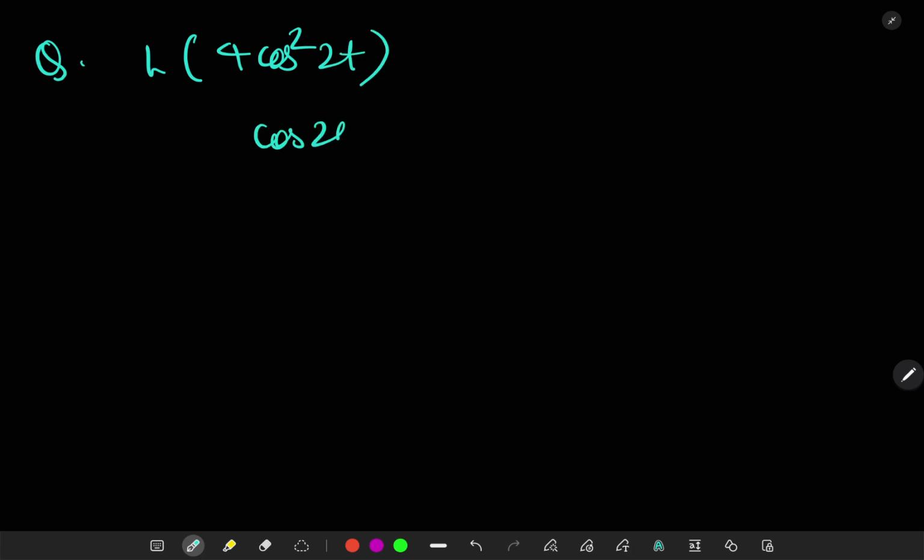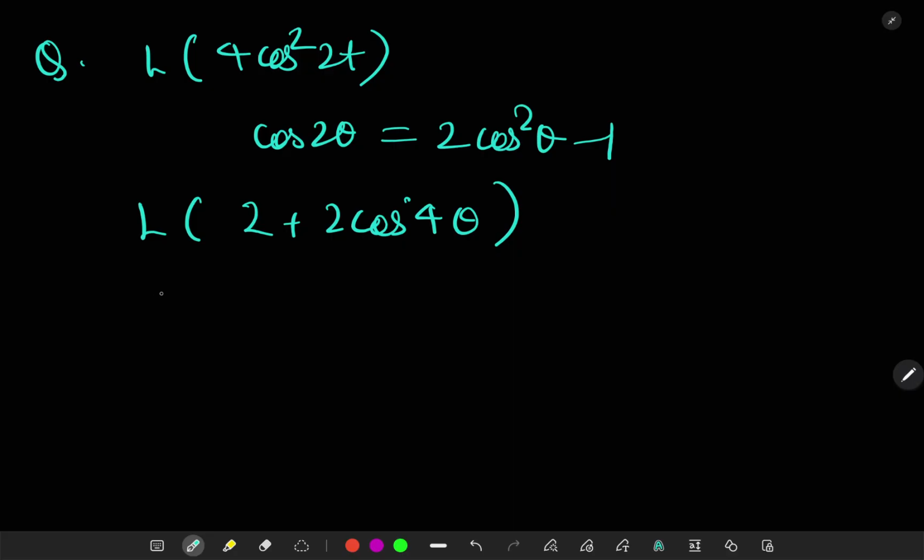Let's do a question. As we know that cos 2 theta is equal to 2 cos square theta minus 1, put here, and we can use here 2 plus 2 cos 4 theta. Here the Laplace transformation of 1 is 1 by s, so we can write here 2 by s plus the Laplace transformation of 2 cos 4 theta becomes this. Here you can see a is 4, so a square is 16.